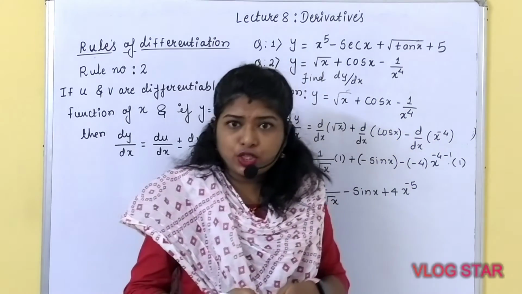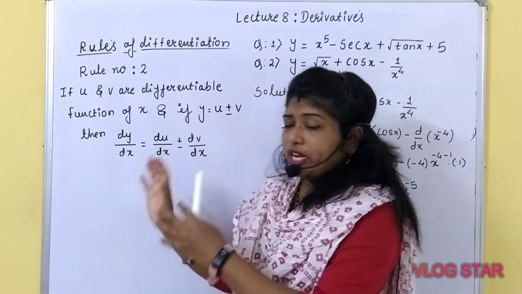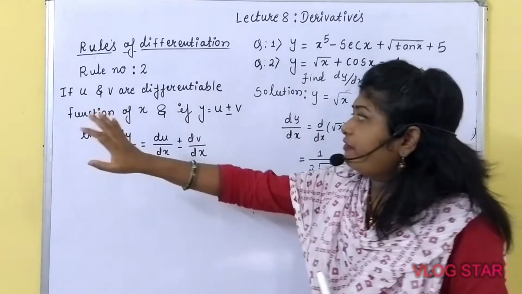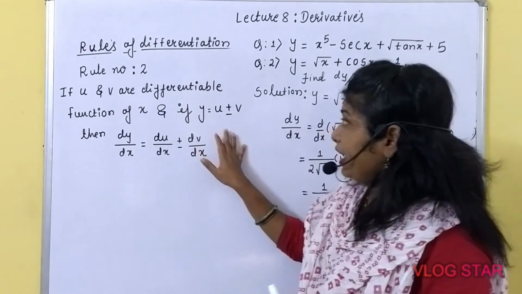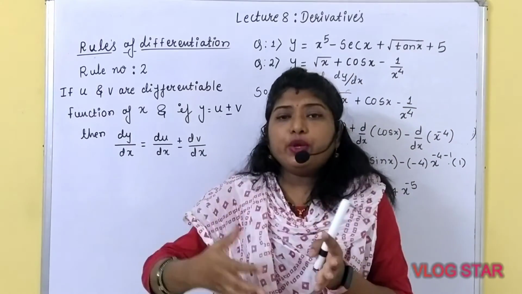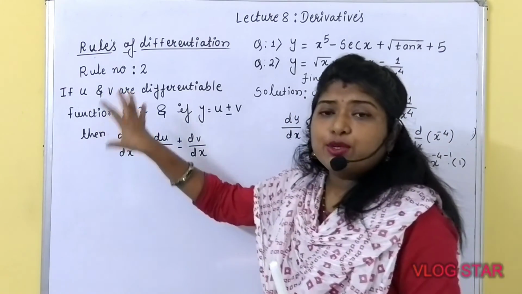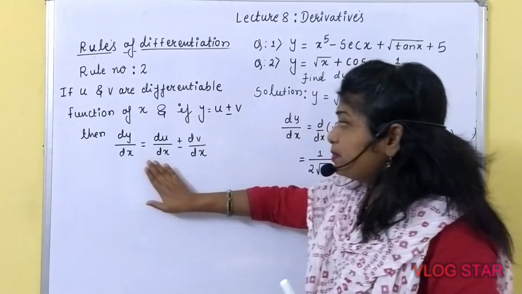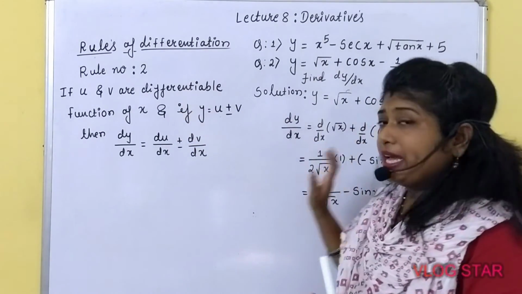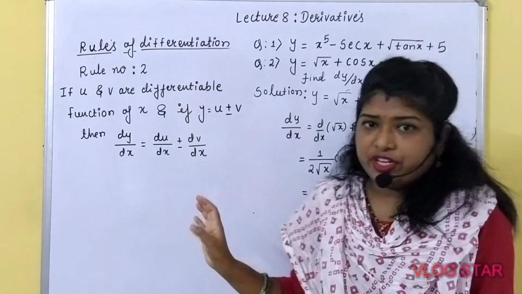I hope you have understood what rule number 2 is in case of differentiation. So what is basically that rule? If u and v are differentiable functions of x, and if the given function is y is equal to u plus v or u minus v, then simply you can find the derivative of y with respect to x by taking the derivative of that particular function with respect to x. I hope you have understood rule number 2 under differentiation.